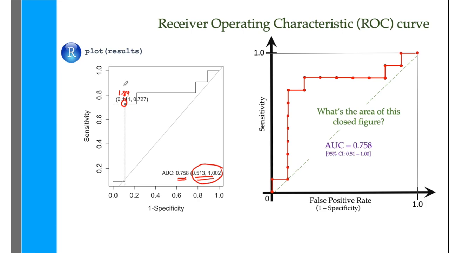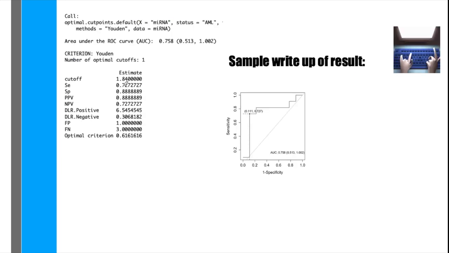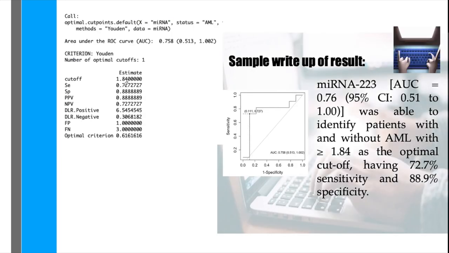Now, to give you a sample write-up of the results, all we have to do is to claim that the miRNA-223, in which the AUC is 0.76 and with confidence interval of 0.51 to 1.00, was able to identify patients with and without AML, with greater than or equal to 1.84 as the optimal cutoff, having sensitivity of 72.7% and specificity of 88.9%.